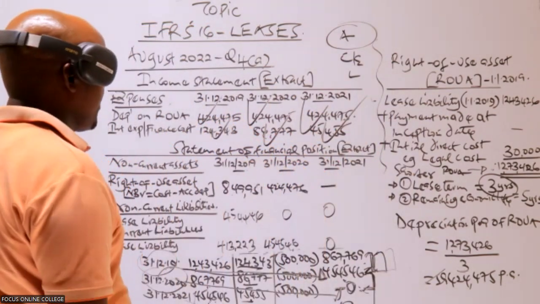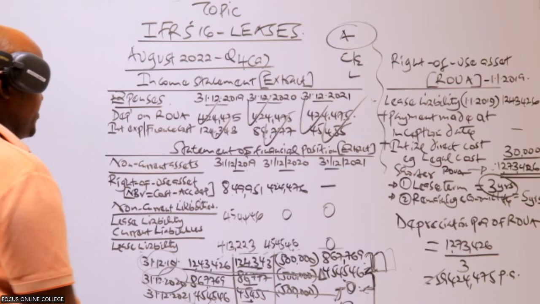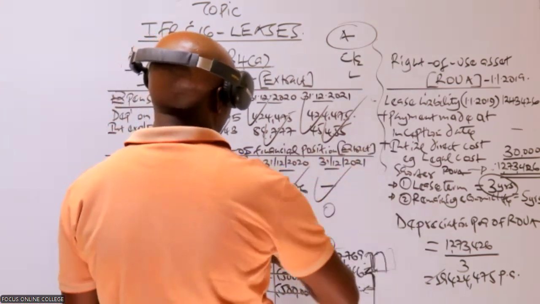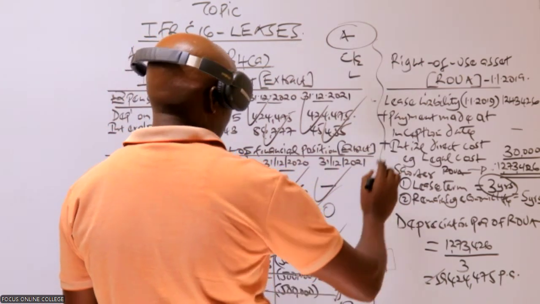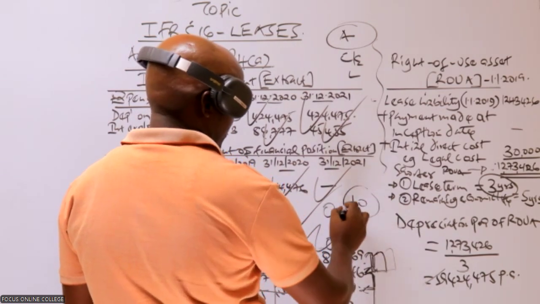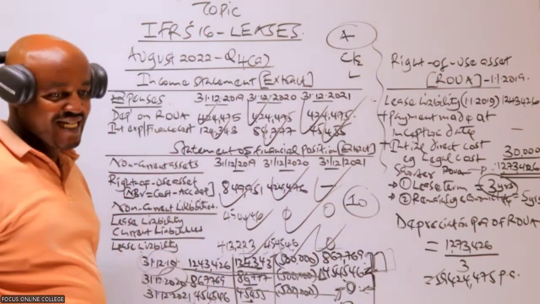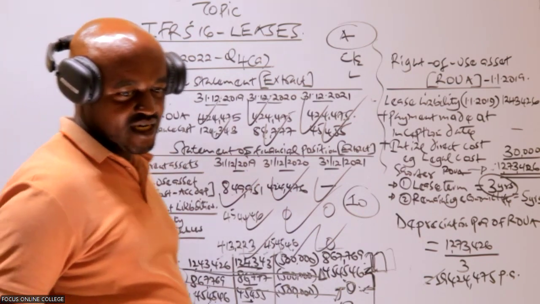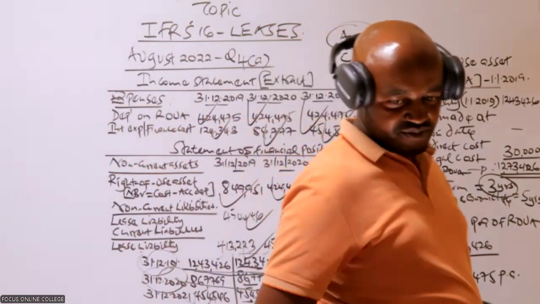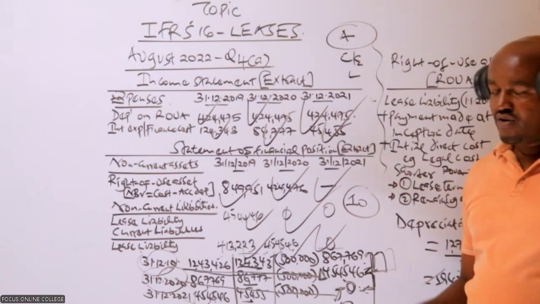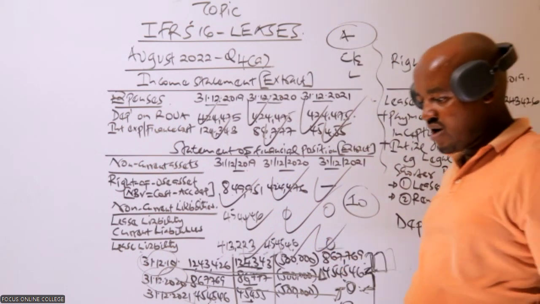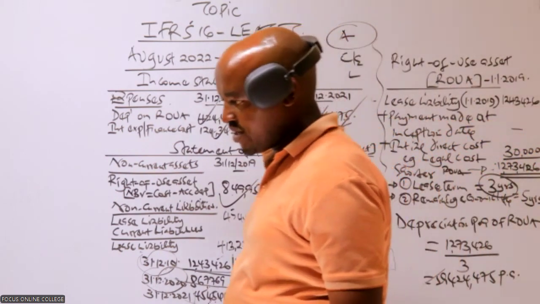So, the amount which was supposed to be recognized in the income statement and what the company was supposed to recognize in what? In the statement of financial position. By doing that, you can see the marks allocated there were 10. So therefore, that's basically how the lessee accounts for the leases.